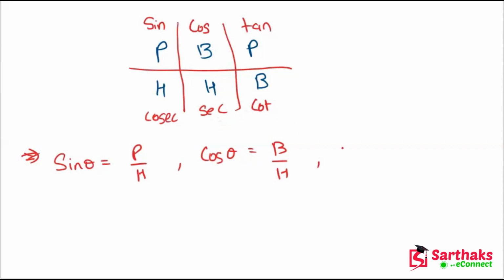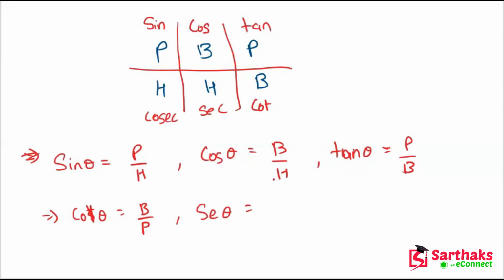Okay, now what is tan theta? Tan theta is perpendicular upon base, P upon B. If we want cot theta, we know cot theta is base upon perpendicular, so B upon P. If we want sec theta, it is hypotenuse upon base. If we want cosec theta, what is cosec theta? Hypotenuse upon perpendicular, so this is H upon P.